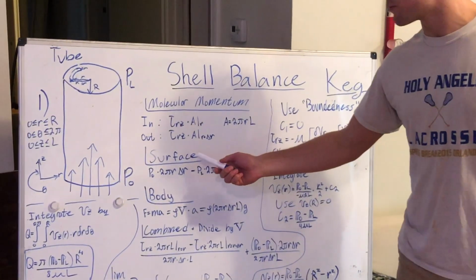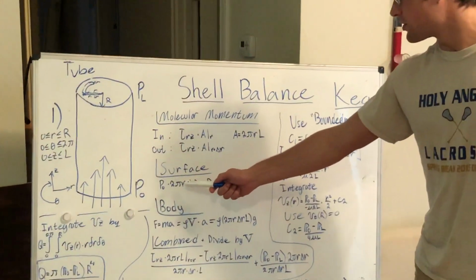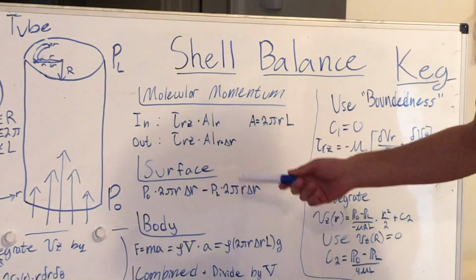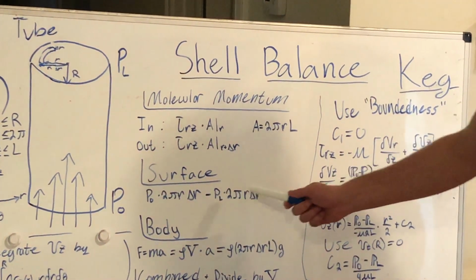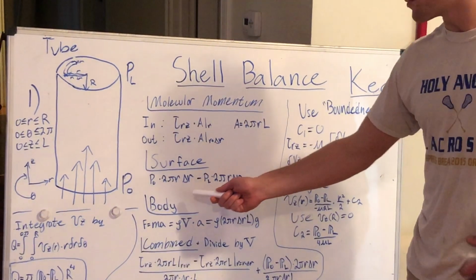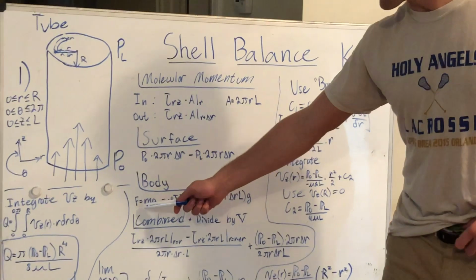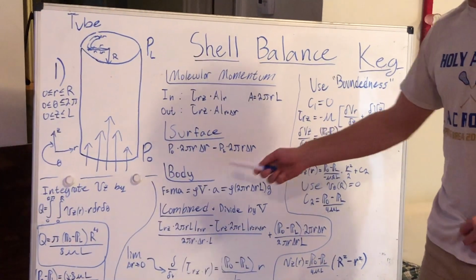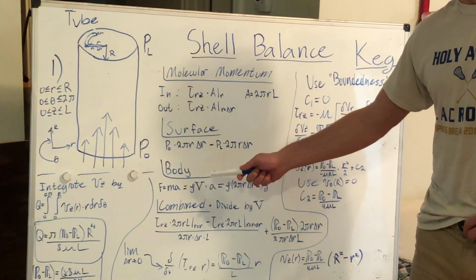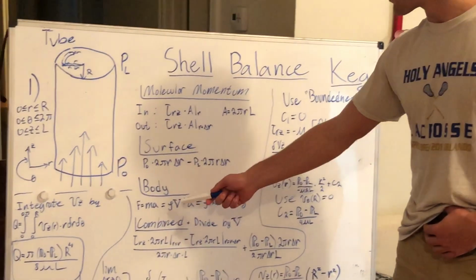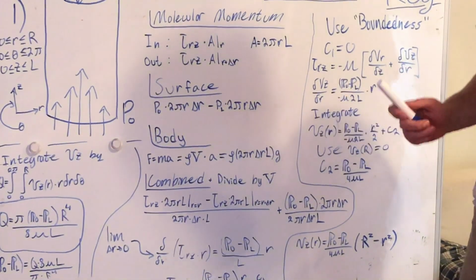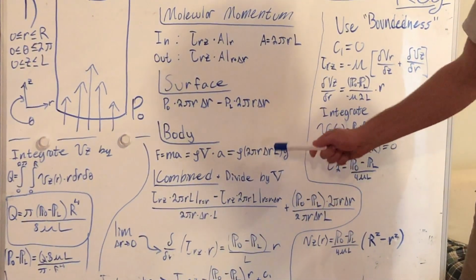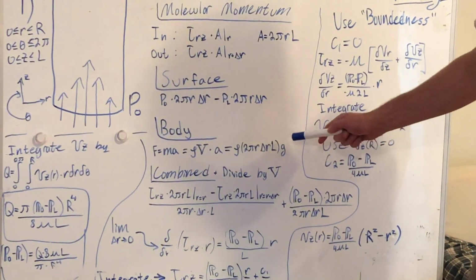Now we need to describe our surface forces. So here we have our pressure times 2 pi r dr, minus our pressure at the bottom times 2 pi r dr, minus our pressure at the top times 2 pi r dr. And we need to describe our body forces of the fluid. So here, as you know from regular physics, F equals mass times acceleration. So in this case, our mass is our density times our volume times our acceleration, which is gravity. So we can further reduce that down to density times 2 pi r dr L, which is our volume term, times gravity.